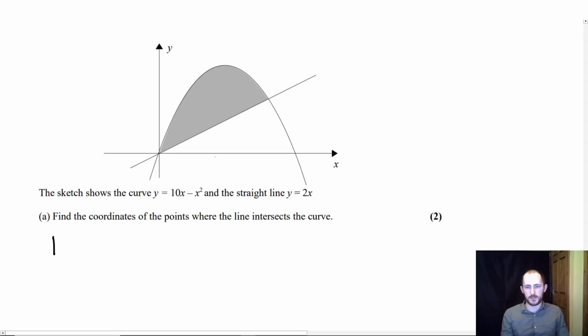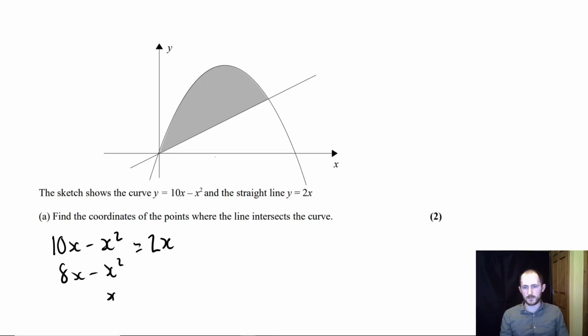Okay, so all you need to do here is you need to equate the two lines. Subtract 2x on both sides, we get 8x. So x equals 0.